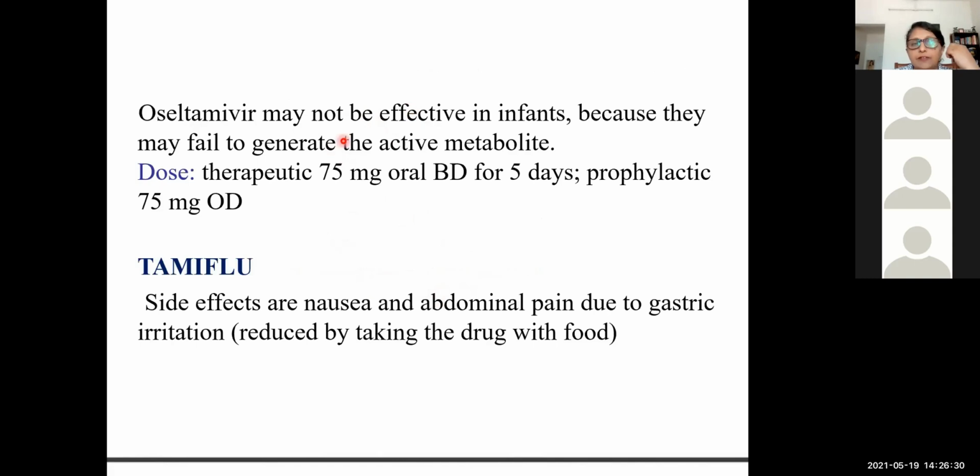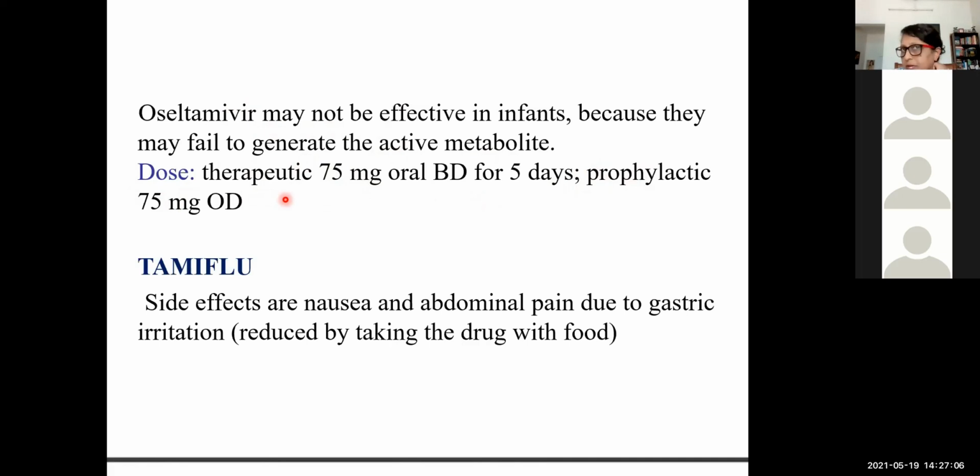In infants, oseltamivir is not effective because, as I told you, it should be converted to oseltamivir carboxylate, the active metabolite, and that is not happening in infants. So it is not effective in infants. If there is a swine flu outbreak, we can give it for therapy or prophylaxis. Therapy means treatment: 75 milligram oral BD for 5 days. For prophylaxis, we take 75 milligram OD for 5 days. So that is oseltamivir.